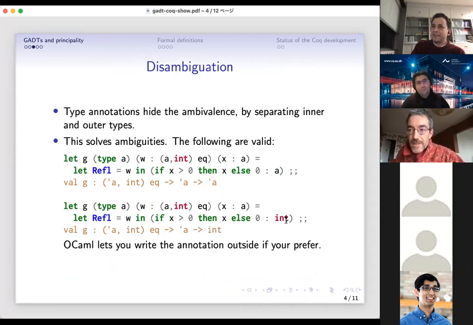No, it does not have the principal type of the naive type system, but it has principal types in the ambivalent type system. Okay, thank you.